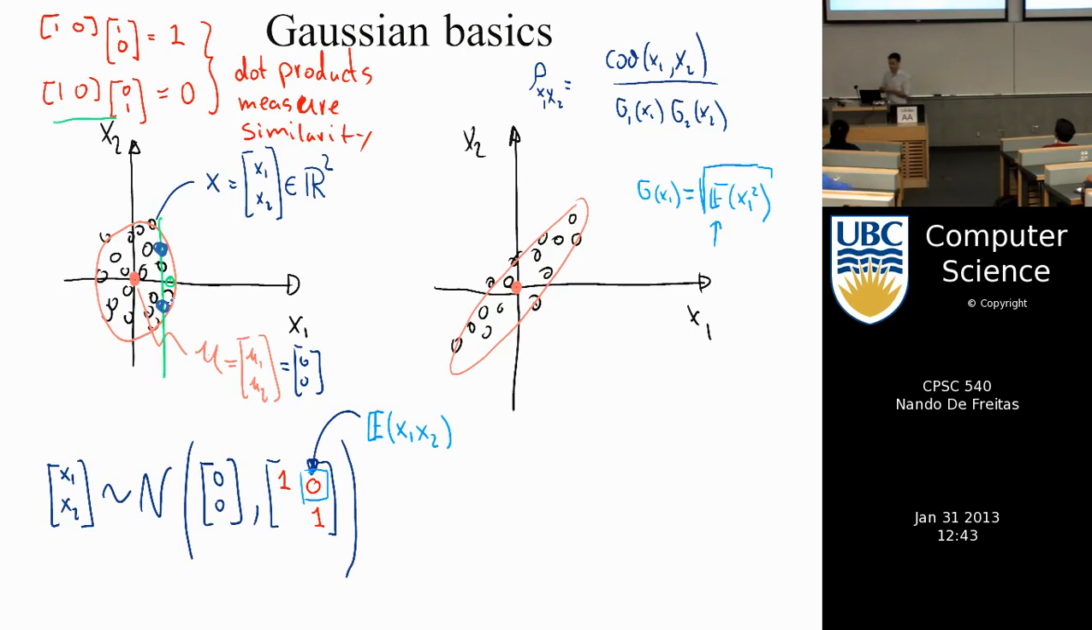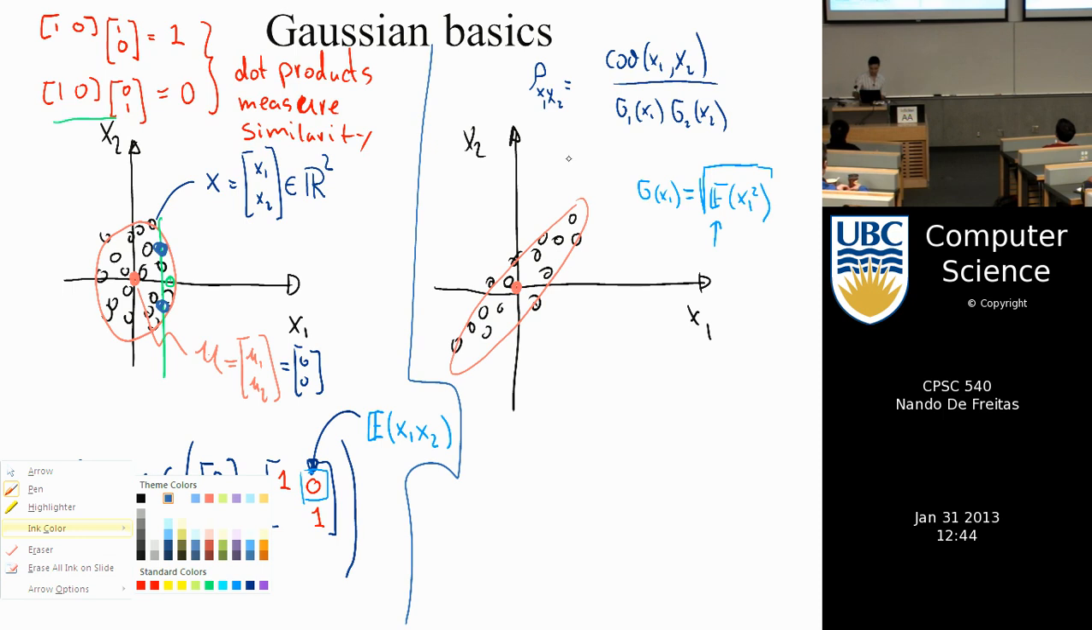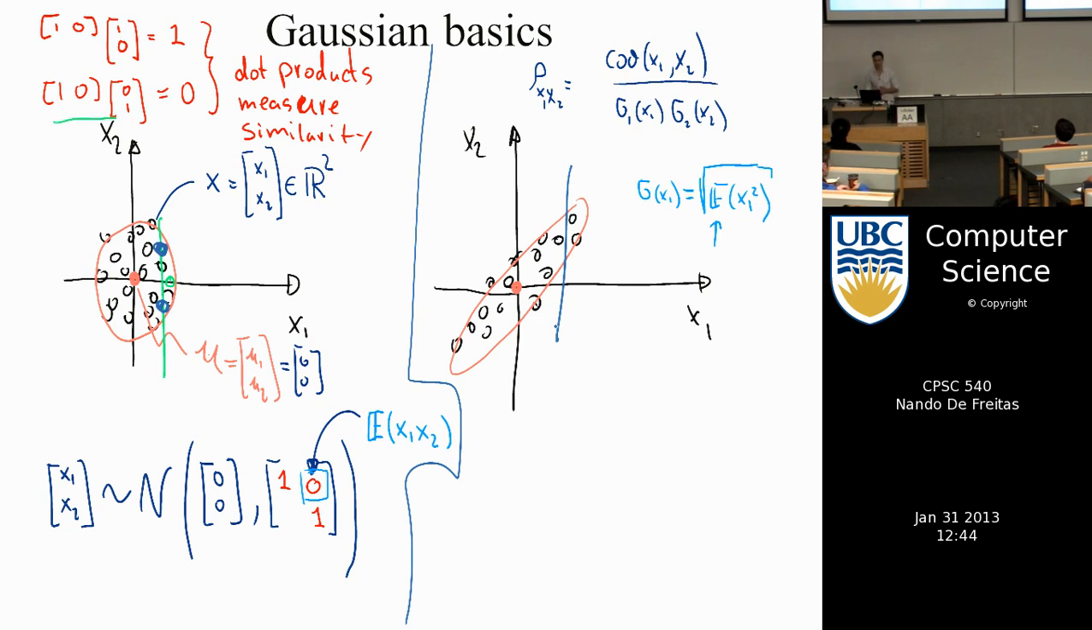Contrast that with the case on the right. In this case, if I pick a particular value of x1, this particular value, then I know that x2 will be positive with great probability. So knowing something about x1 tells me something about x2. So on the right, the points are correlated. The two variables are correlated. Knowing about x1 allows me to know something about x2. On the left, when the points are spherical, I don't have that information.